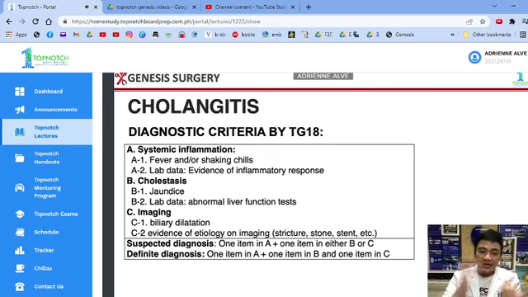And then the last part, like earlier, is imaging. Right? So I memorized it more easily. One item in A, and then one item in either B or C could give you a suspected diagnosis. One item in A, one item in B, and one item in C, that's a definite diagnosis of cholangitis.